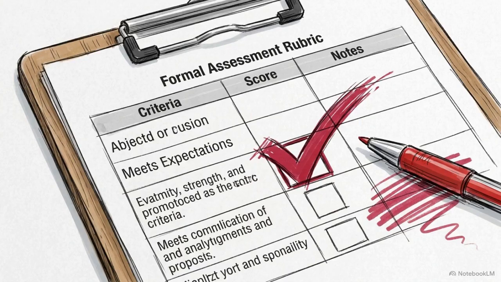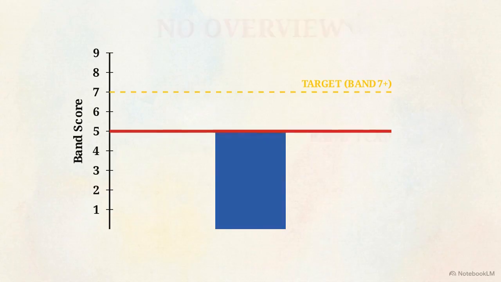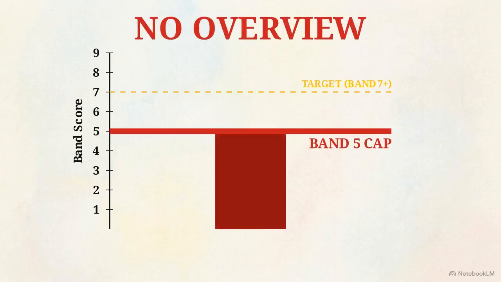This one paragraph dictates a full 25% of your total writing score under the criteria of task achievement. The scoring rubric is strict on this point. To reach a band 7 in task achievement, your essay must present a clear overview. If you fail to include one, your score for this section is automatically capped at a band 5.